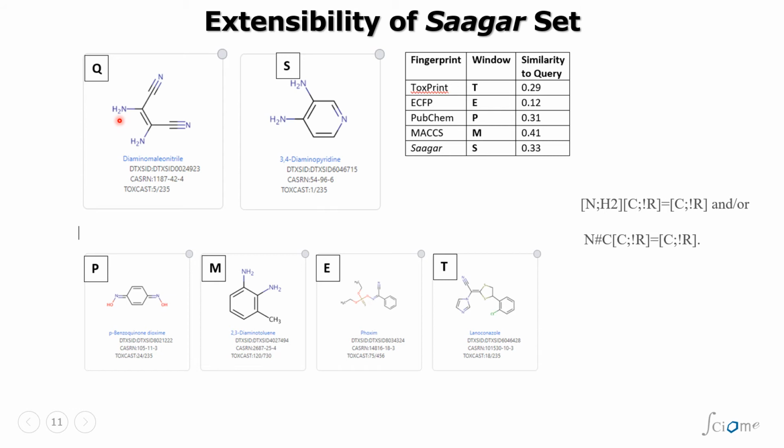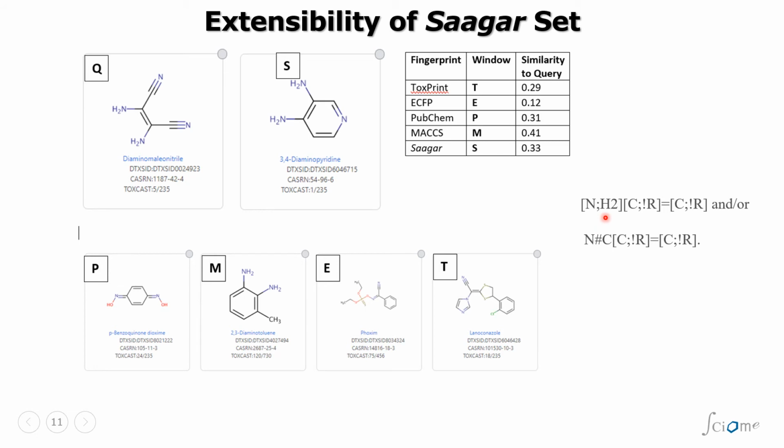Saagar set, because it is not a fixed bit feature set, one can add to it looking at what is missing in the coverage. One can readily code the missing features as SMARTS and add to the feature list and repeat the analysis. In this case, for instance, based on the lack of appropriate coverage of query, one could extend Saagar set by adding 2 new features like this. And people can think of adding anything more.